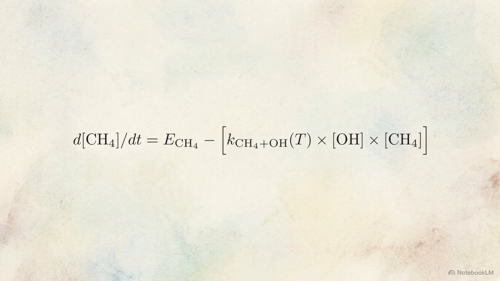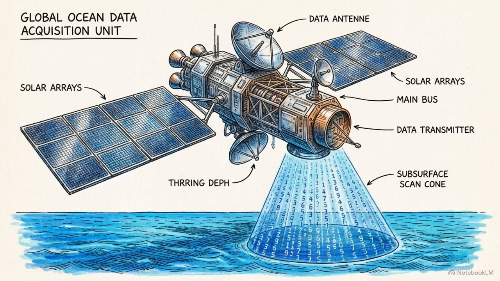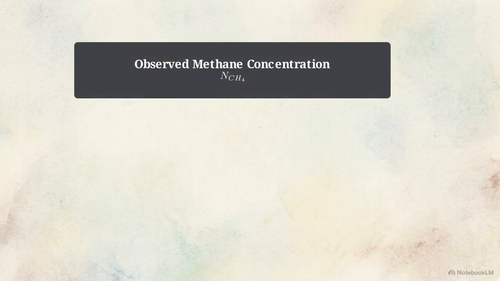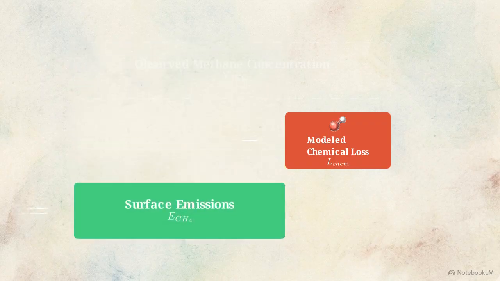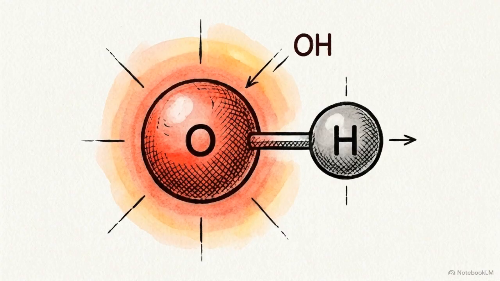Expanding that loss term reveals one crucial variable: the hydroxyl radical, OH. It is the primary chemical sink that clears methane from the sky. Because inversions measure total methane burden directly from atmospheric data, they have to deduce the emissions. They do this algebraically, subtracting the modeled chemical destruction from the observed methane concentration. Whatever is left over is recorded as the surface emission. But you can only solve that equation if you know exactly how much hydroxyl radical is present.